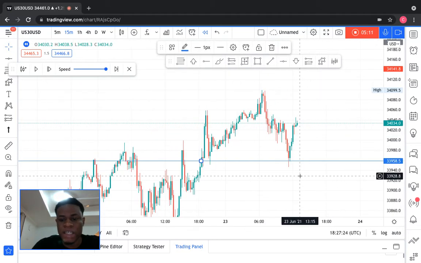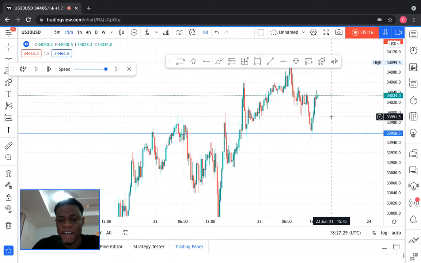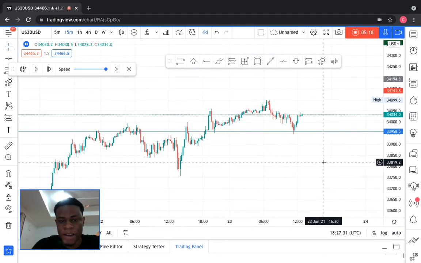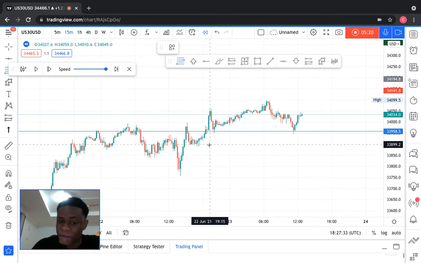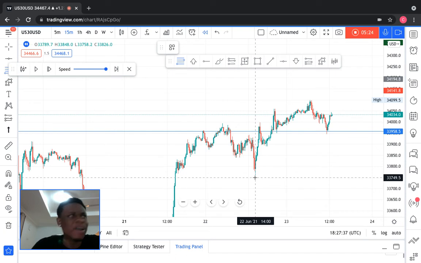Now, this is when we need our Fibonacci. What do you want your Fibonacci for? You're looking for buys. You're looking for where to buy from. I normally buy from the 61.8 Fibonacci level. How do I determine the swing low and the swing high?